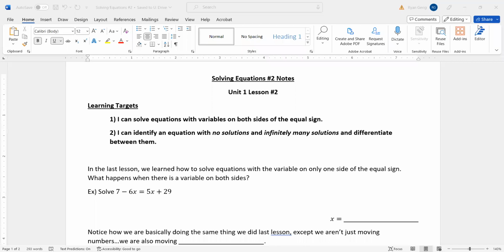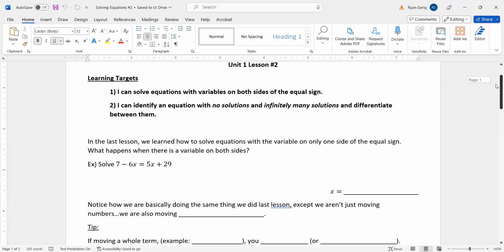Hello, Algebra, and welcome to Lesson 2 of Unit 1, where we're going to continue solving equations, but we're going to look at a little bit more advanced equations. The main difference that we're going to be focusing on is having variables on both sides of the equal sign. We'll also look at equations with no solutions and infinitely many solutions, and be able to tell the difference between them.